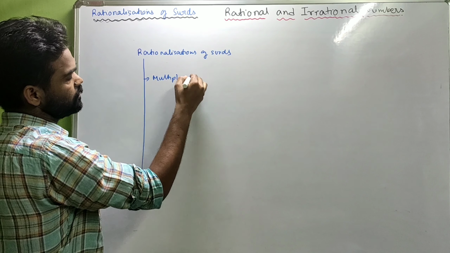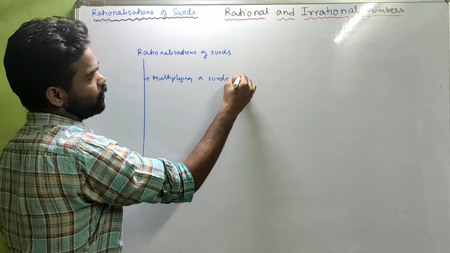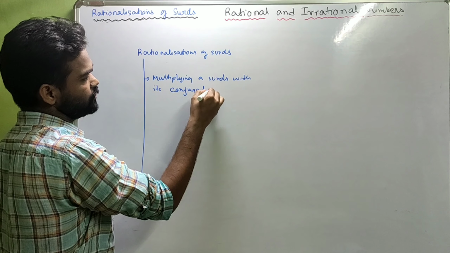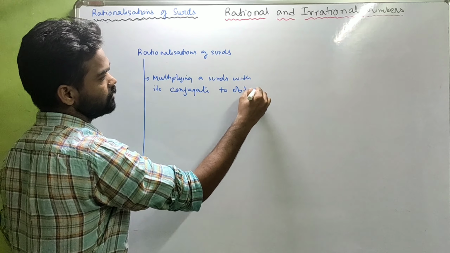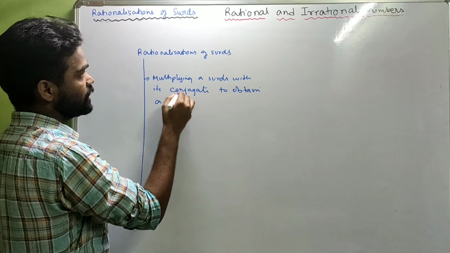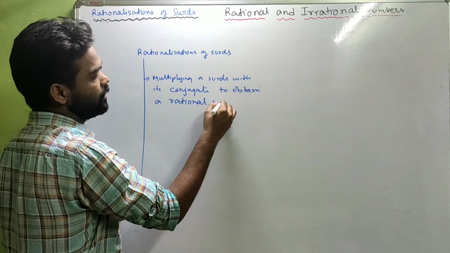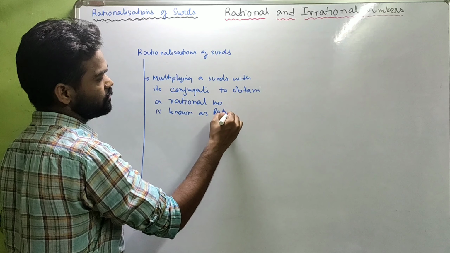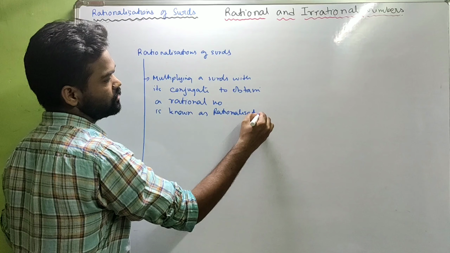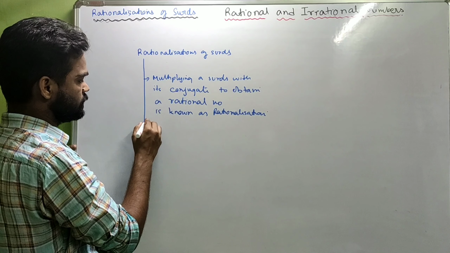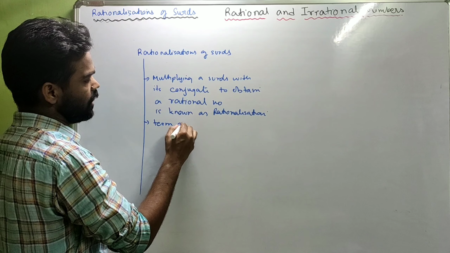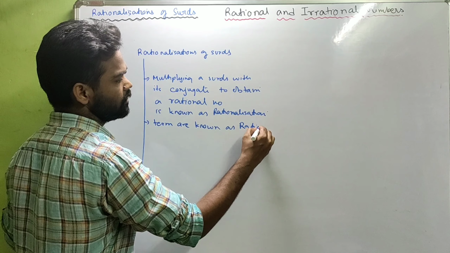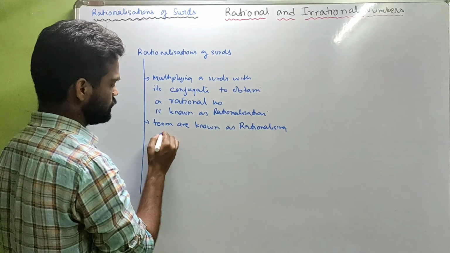Multiplying a surd with its conjugate, be careful, conjugate, to obtain a rational number. Obtaining a rational number is known as rationalization. And the term is known as the rationalizing factor. Each term, rationalizing factor, I'll just explain it.